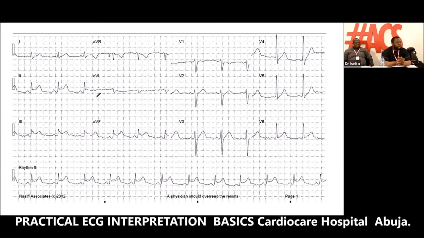Very simple. The next thing is intervals. All the intervals look okay. QT is shorter than RR, and PR is not longer than a big box. The next thing is the ST segment. Any elevation or depression? Yes. Elevation where? Remember, there are criteria.